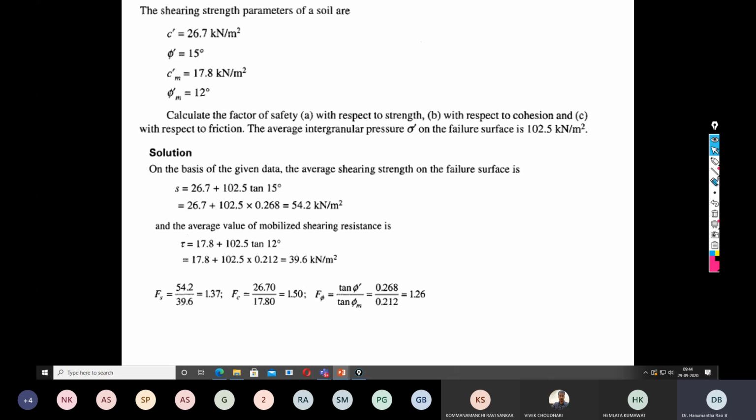So calculate the factor of safety with respect to strength, with respect to cohesion, and with respect to friction. And the average intergranular pressure sigma dash on the failure surface is 102.5 kN per square meter. So just take pen and paper, note down and try to solve this problem.